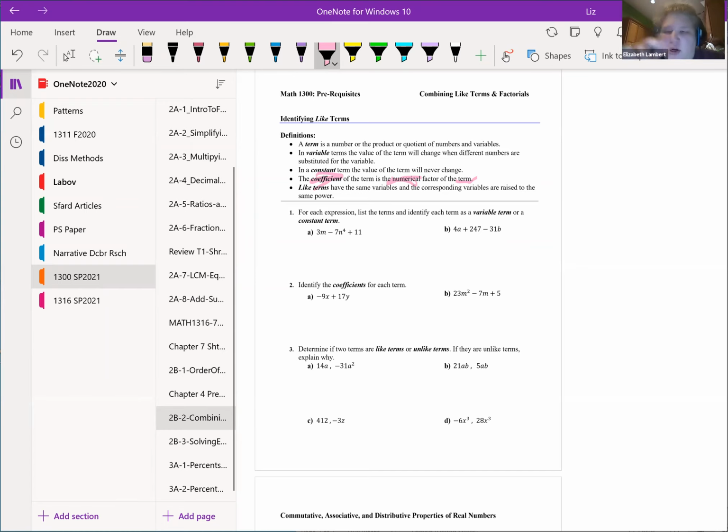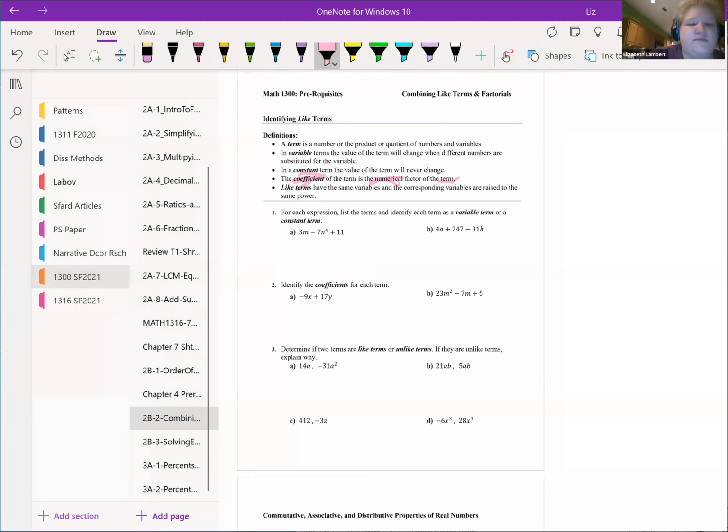Now, like terms, when we can add these things, we have to be talking about the same kinds of things, exactly the same. So they have to have the same variables, and each of those variables has to have the same power. So we have to have the same letters and the same number of copies of each letter, because that's what the exponent means. It's just more multiplication.